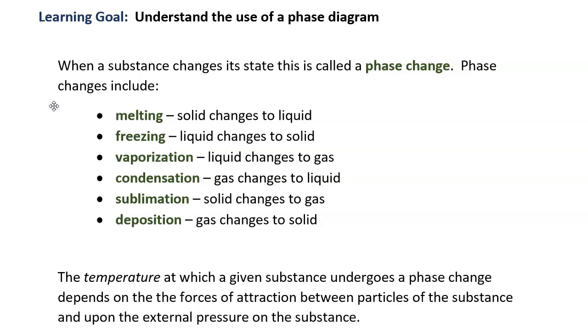Phase changes include the following processes. Melting is when a solid changes to a liquid. Freezing is when a liquid changes to a solid. Vaporization is when a liquid changes to gas. Condensation is when a gas changes to a liquid. Sublimation is when a solid changes to a gas. And deposition is when a gas changes to a solid. Notice how these come in pairs. These are together, and these are together.